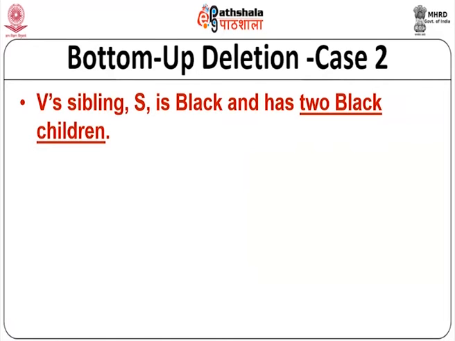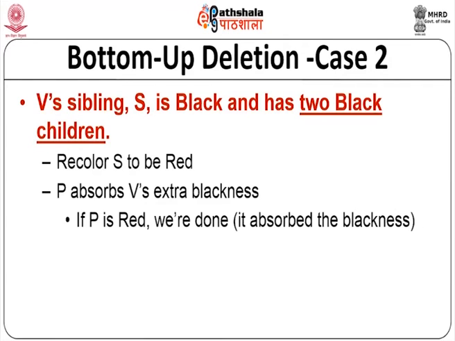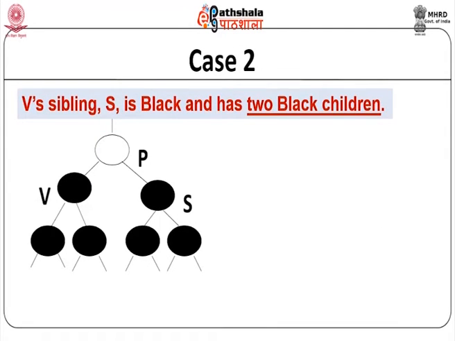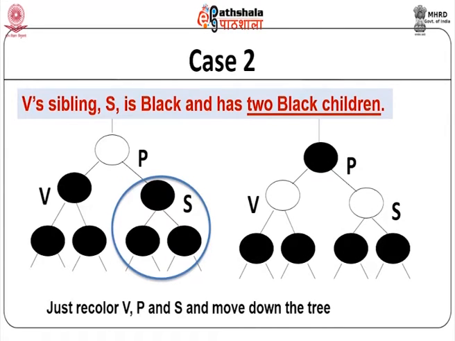V's sibling S is black and has 2 black children. Then recolor S to be red, and P absorbs V's extra blackness. If P is red, we are done, it absorbs the blackness. If P is black, it has extra blackness, and the blackness is propagated up the tree. So, V's sibling S is black and has 2 black children, the previous case we saw. What do we do here? It has 2 black children, so just recolor V, P and S and move down the tree. What did we do? We colored S red, P black and V red, and we just do this.